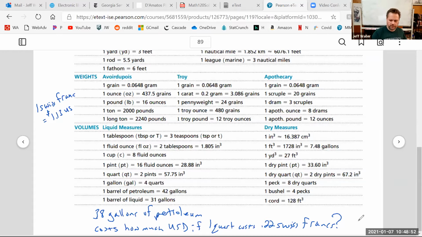All right, so I'm going to let you copy that down. I'm going to put this up on the board. Don't worry, I'm going to change over in a minute. Oh, where am I at? Here we go. Holy crap. What was it? If 1 quart costs 22 Swiss francs. Whoa.